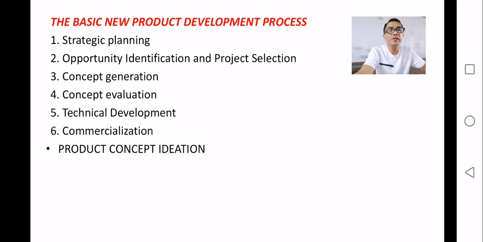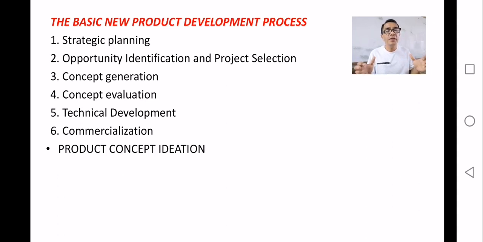Next, the basic new product development process. The first one is the strategic planning. So we lay down our cards. How will we go about with our product development? What will be our strategies to work with our product development? And then, step 2, opportunity identification. So remember, this is very important. Look for opportunities, look for problems that we can answer, look for gaps that we can fill in as we consider the product development. And then we have the concept generation.